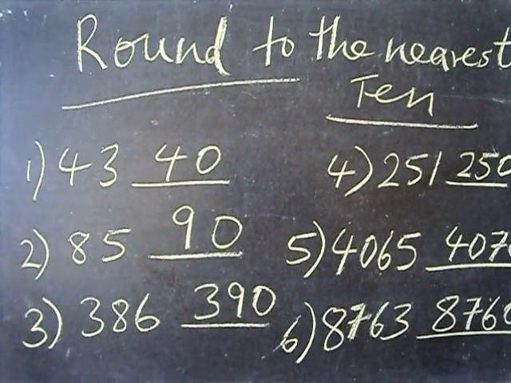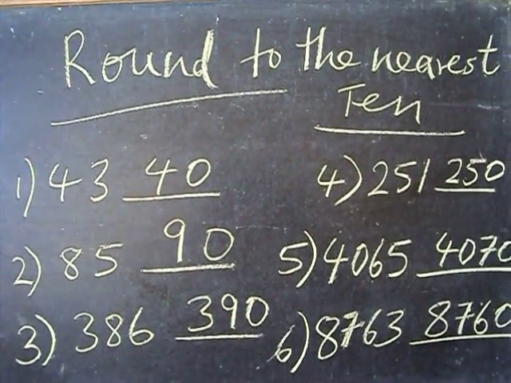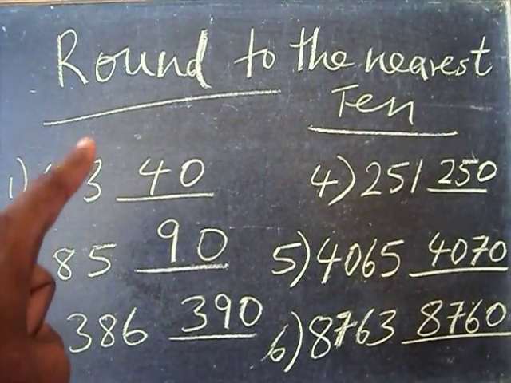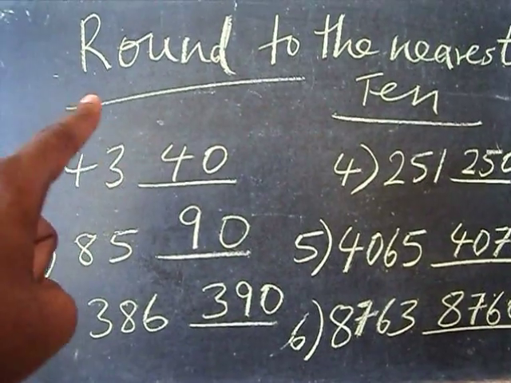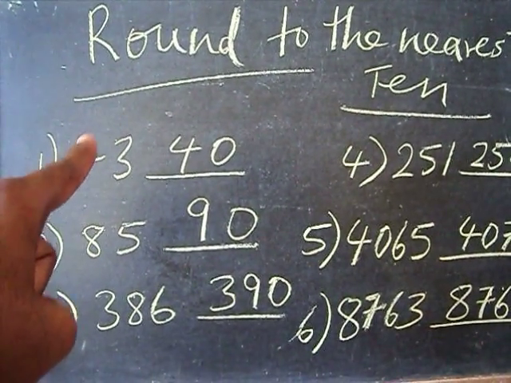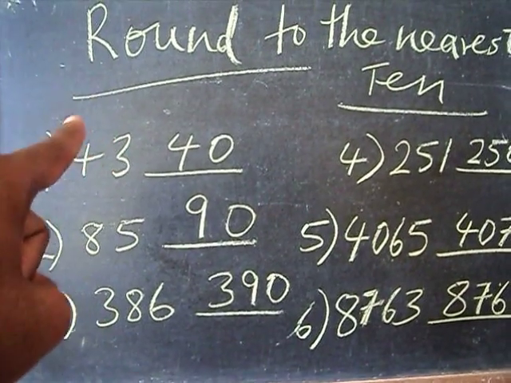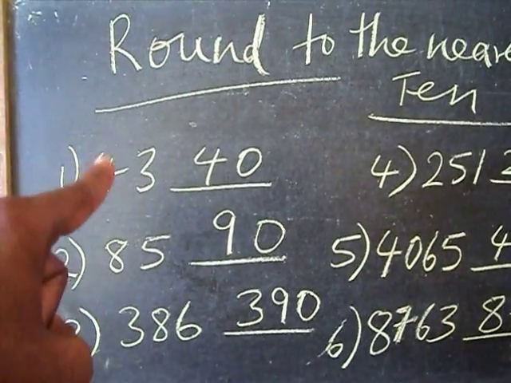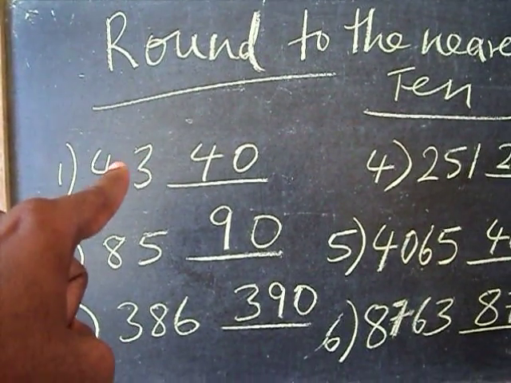Rounding to the nearest 10. In rounding to the nearest 10, you look at the ones column. If the ones column is less than 5, you leave this alone and you replace this with a 0. So looking at this here, 3 is less than 5, so you leave the 4 alone and it becomes 40.